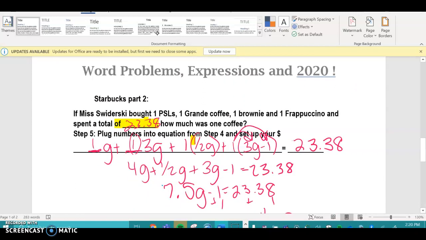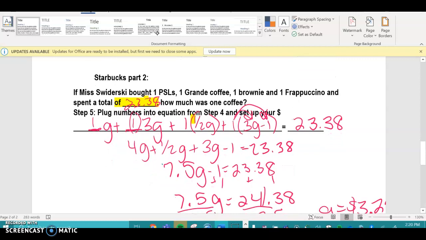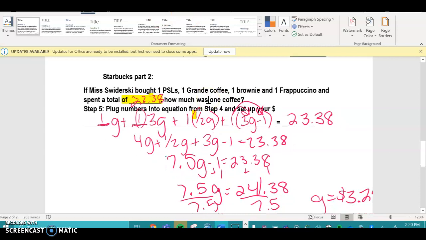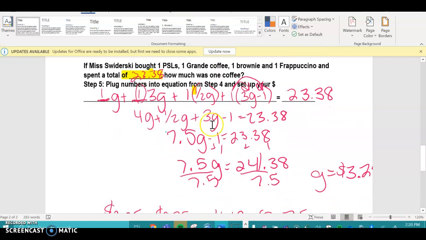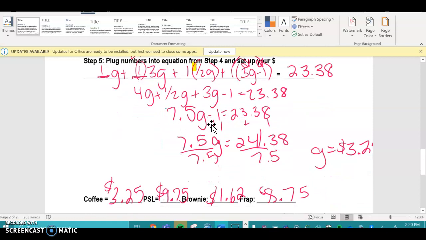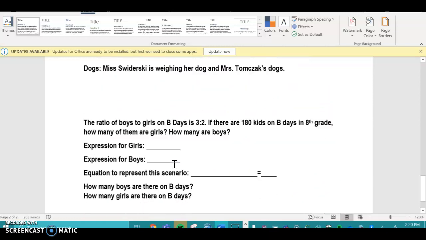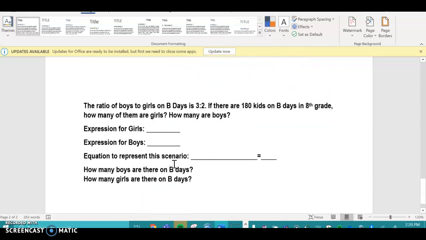Okay, so we're going to be working on this here the next couple days. So as long as you remember, highlight key information, come up with your expressions, come up with a statement, we can plug numbers in to solve for our equations. So the next one we're going to do is this ratio problem.